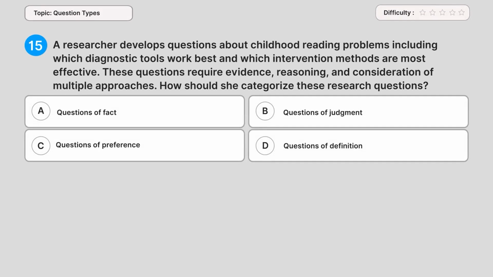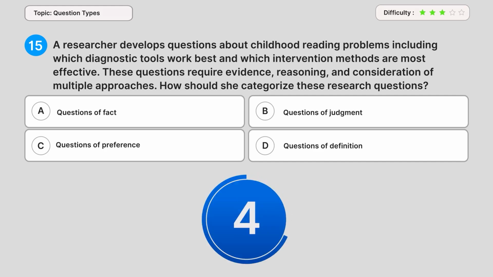15. A researcher develops questions about childhood reading problems, including which diagnostic tools work best and which intervention methods are most effective. These questions require evidence, reasoning, and consideration of multiple approaches. How should she categorize these research questions? A. Questions of fact. B. Questions of judgment. C. Questions of preference. D. Questions of definition. Can you guess the answer?